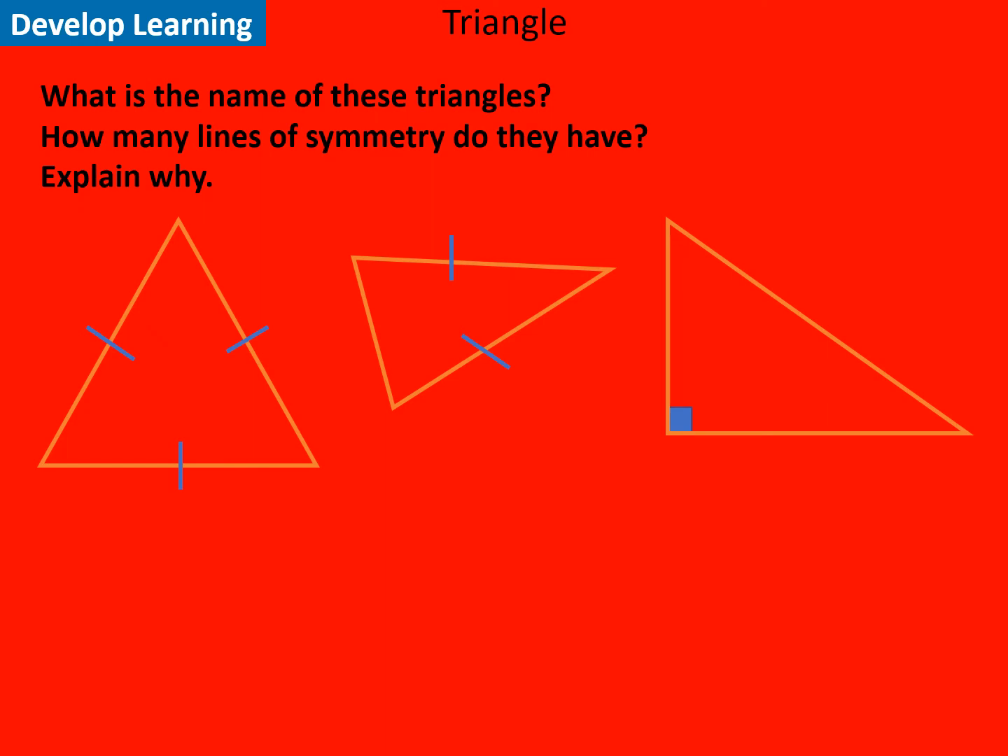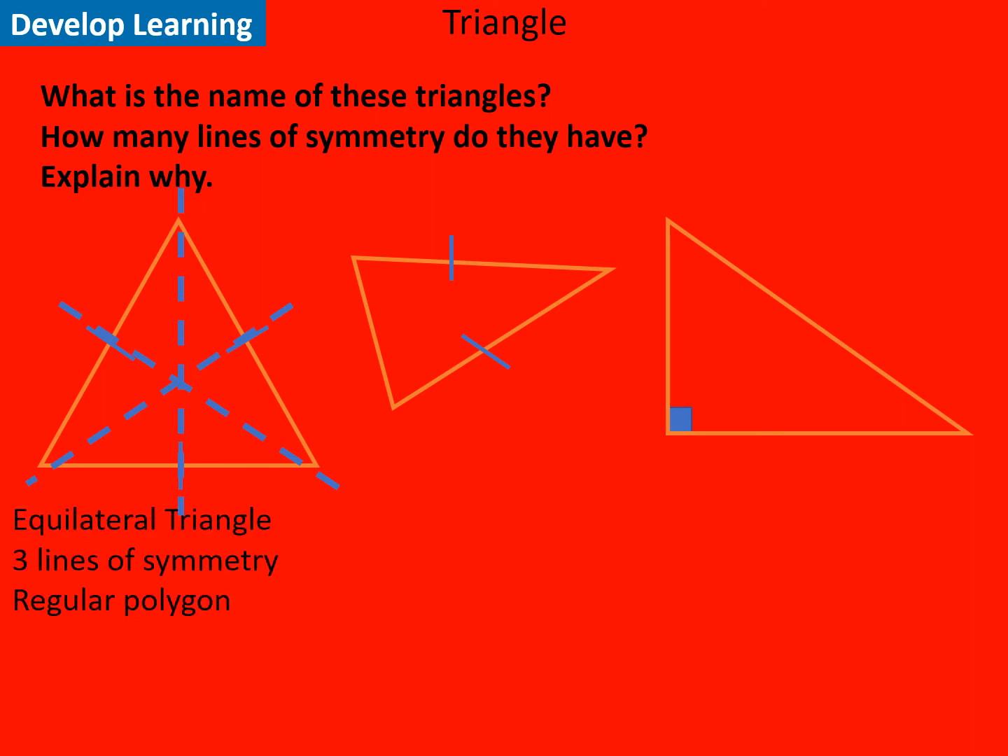Let's go through the answers. The first triangle would be an equilateral triangle, and this is because we know that it has 3 sides that are exactly the same length. So if we think about how many lines of symmetry there are, if we go through each vertex, or i.e. each corner, we can fold the shape in half and it will be exactly the same at 3 points. So therefore there will be 3 lines of symmetry.